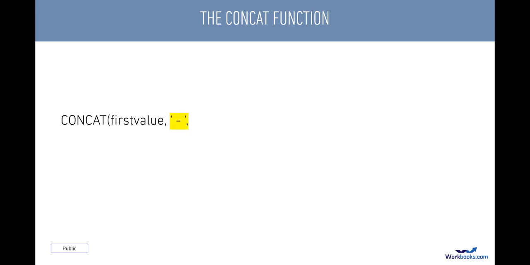Now you can enter what you want to use as a separator between your first and subsequent value. This really is a string in itself, so you need to wrap it in apostrophes. In this example, I've used a dash with a space before it and also one after it. And then when you've finished with your separator, you add another comma to show that you've finished that and you're ready to move on to the next value.